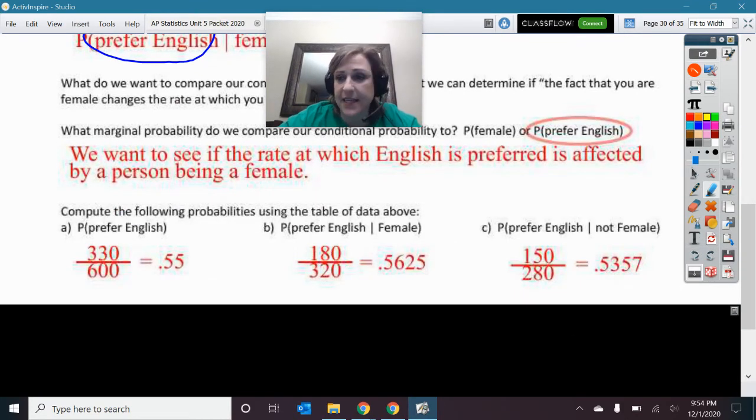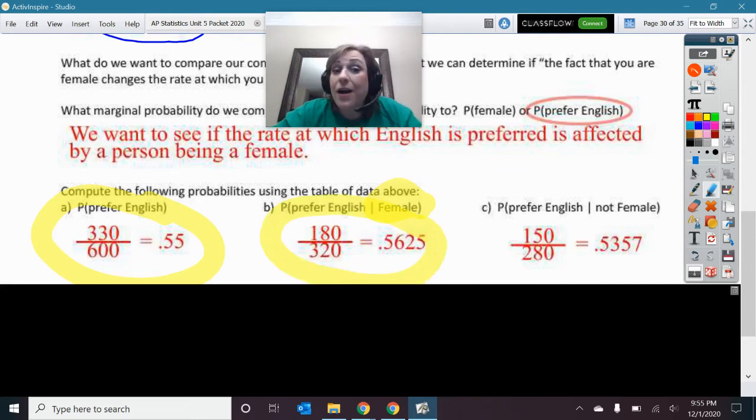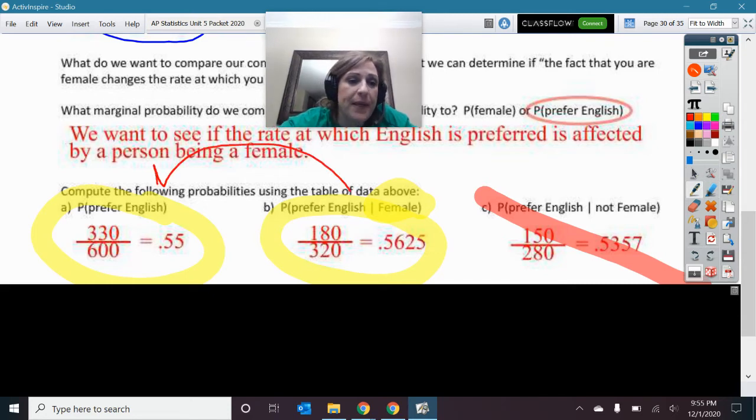So let's take a look. Here is our overall prefer English rate, 330 over 600. Here is given that you're a female preferring English. So there's that. So that's what I should compare. I mean, technically, this part isn't really needed, okay? But let's look at what I should be comparing to each other.